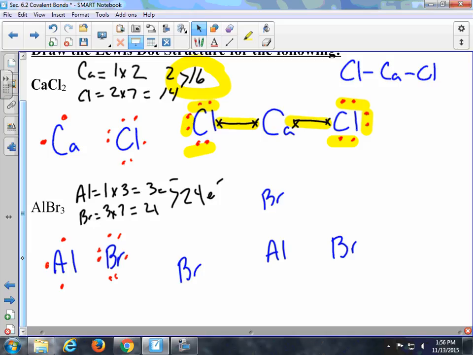Next up, we're going to put in our married couples. Does aluminum have any married couples or unshared electrons? No. How about bromine? Bromine has 3 sets of unpaired or lone electrons, what we've been calling our married couples.